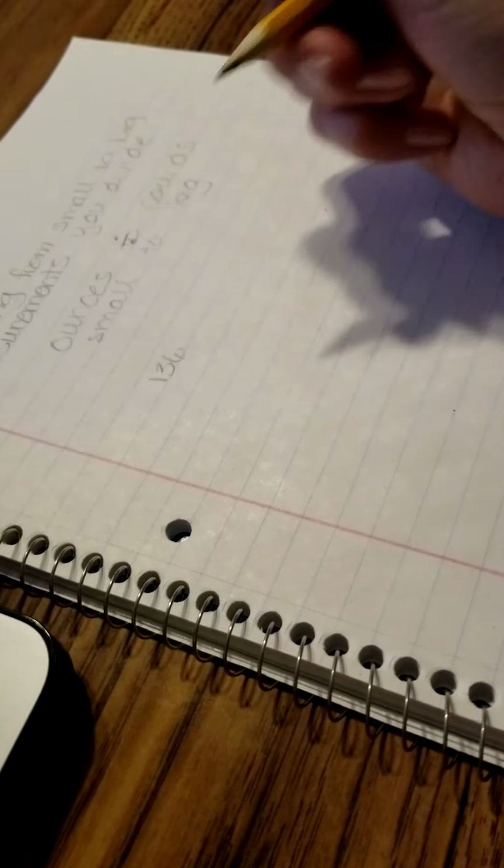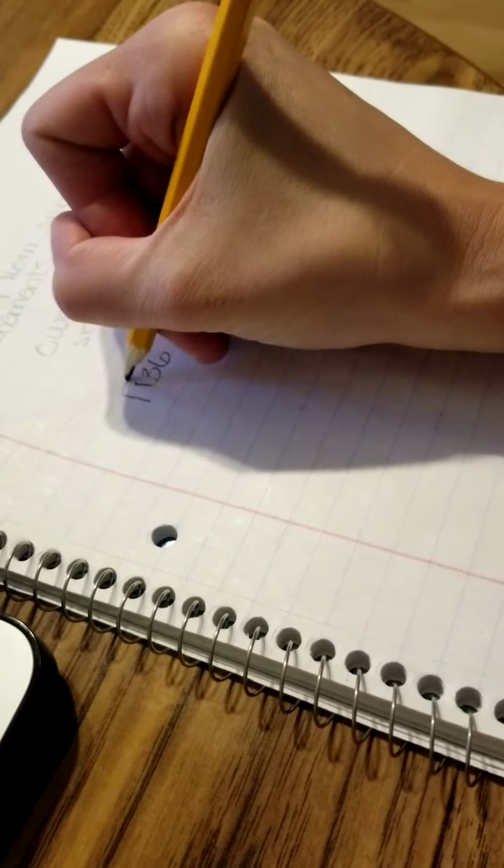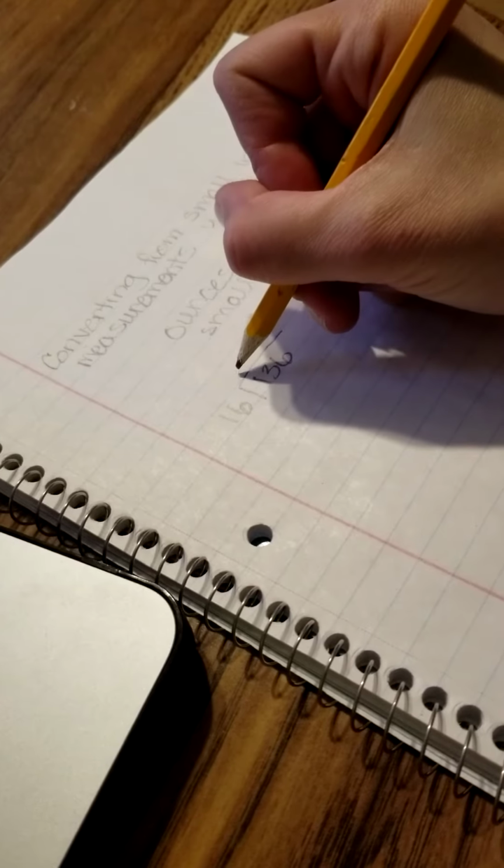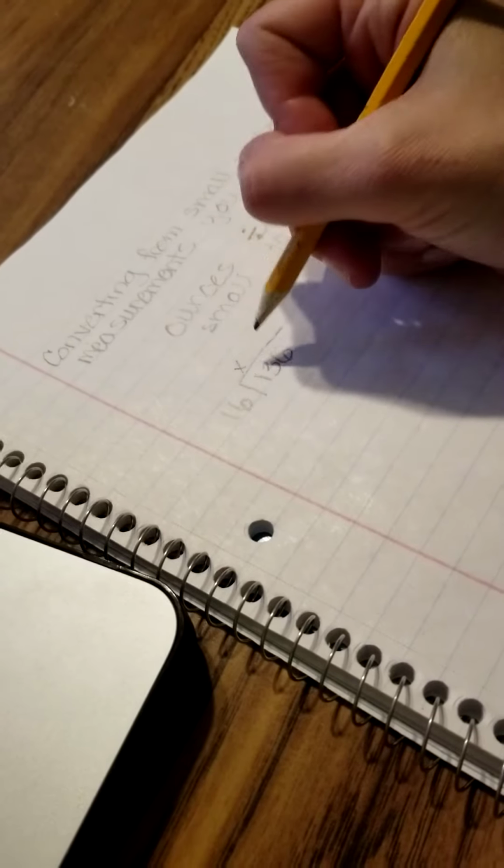All right, so it said the baby was 136 ounces. And in case you forgot, there's 16 ounces in 1 pound. So we're going to divide by 16. You can do your skip counting off on the side, your trial and error, but just know that we cannot start dividing here in the hundreds place.